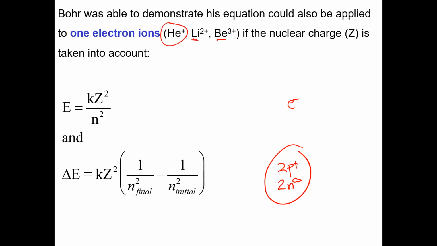What you have to do, though, in order to calculate this energy is take into account the nuclear charge. And the nuclear charge, of course, is just equal to the atomic number, because that's your number of protons. So we just make a simple addition of multiplying by the atomic number squared, and then the Bohr formula works. So that's kind of cool, right? E is just equal to kz squared on n squared, and of course we can calculate the energy for moving between an initial and final energy level.